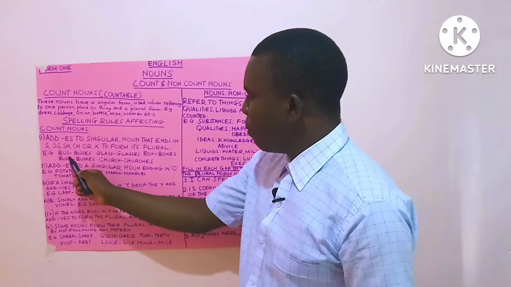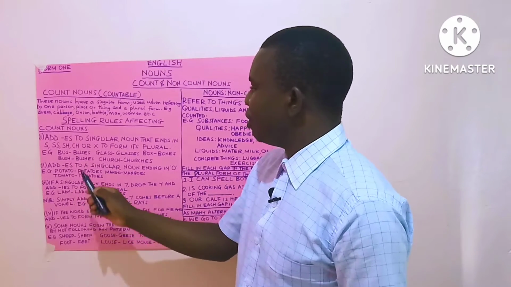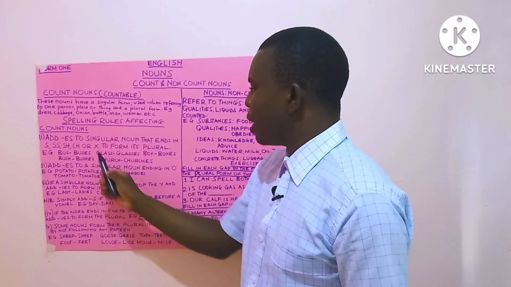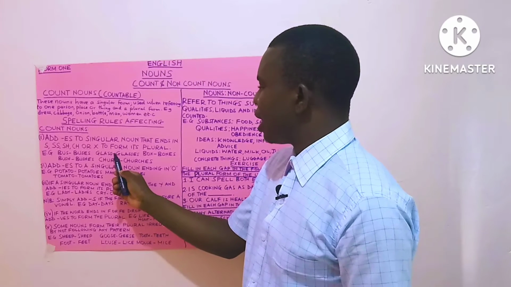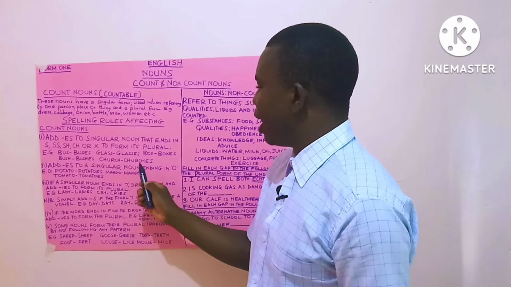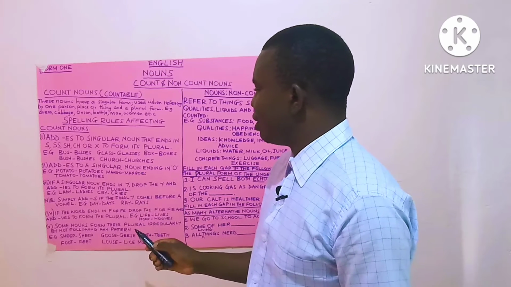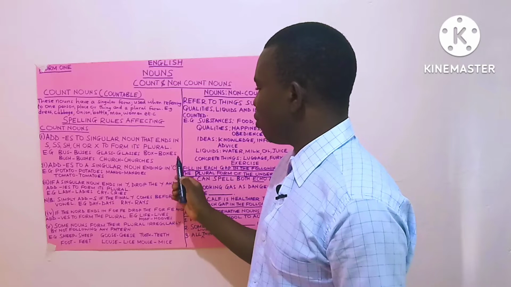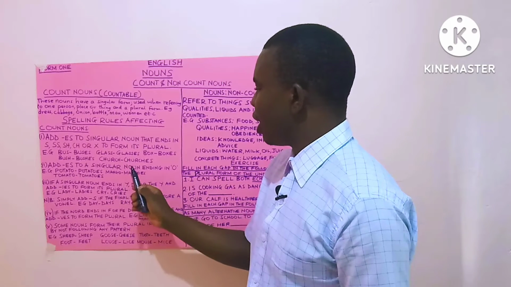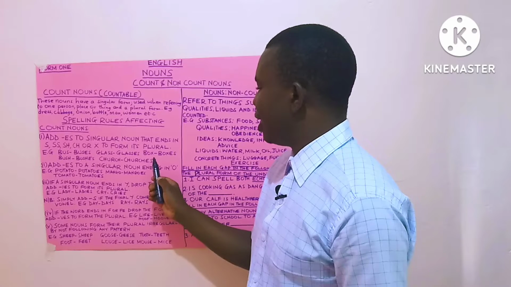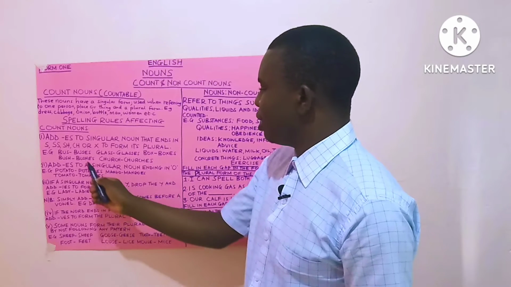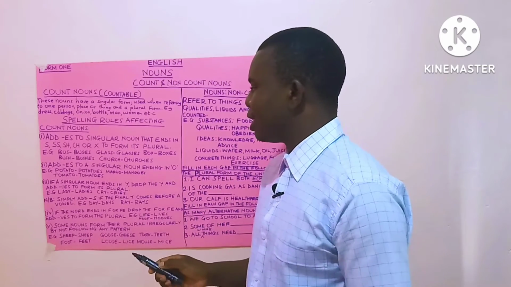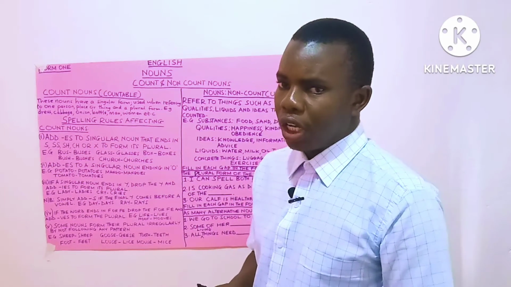Example, bus ends in S. In plural, we add ES to it to form buses. Glass ends in double S. We add ES to form glasses. The same way, box ends in X. We add ES to form boxes. Church ends in CH. We add ES to form churches. Bush ends in SH. We add ES to form bushes.